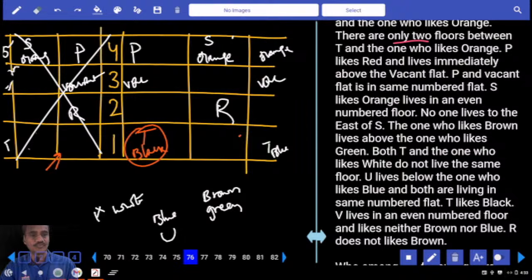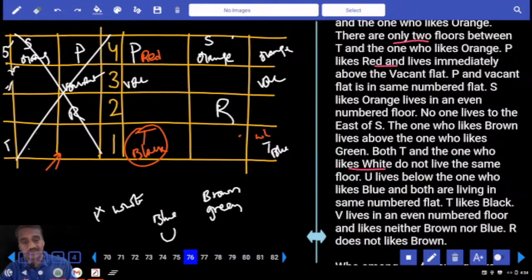Then there are only 2 floors between T and the one who likes orange. And P likes red and lives immediately above the vacant flat. S likes orange and lives on an even number. No one lives to the east of S. The one who likes brown lives above the one who likes green. And both T and white do not live in the same number flat.